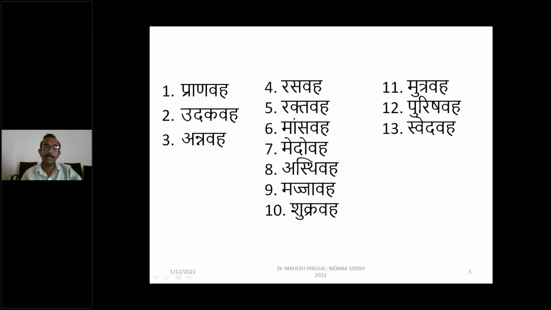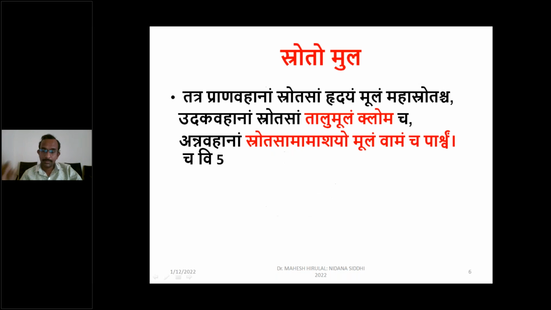Prana, if the prana is flowing, then it is the pranavaha. Annavaha, anna is flowing. Then the dhatus are flowing, then they are the dhatuvaha srotas. And the mala is flowing, mutra, purisha, or sveda, then it is the malavaha srotases.